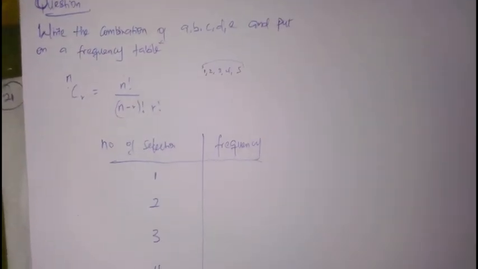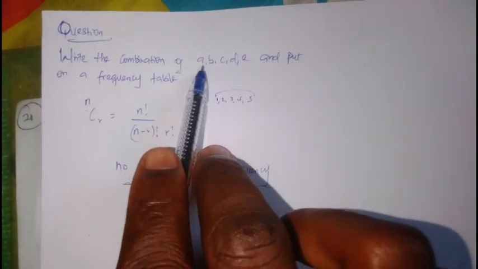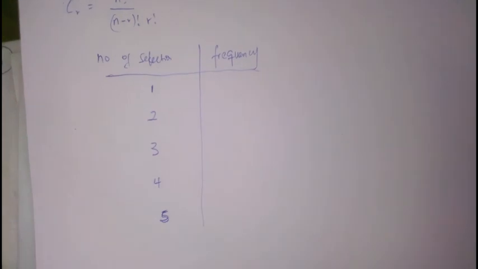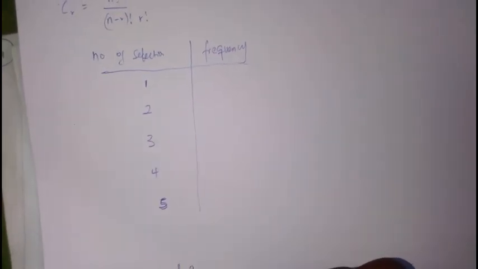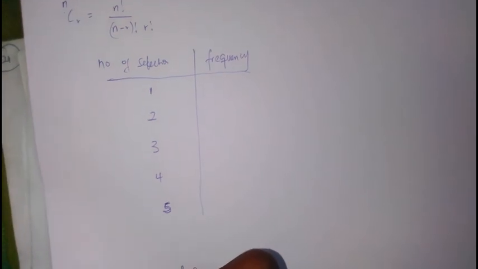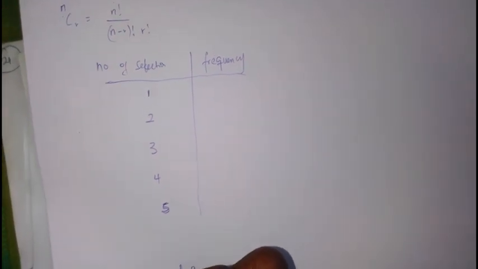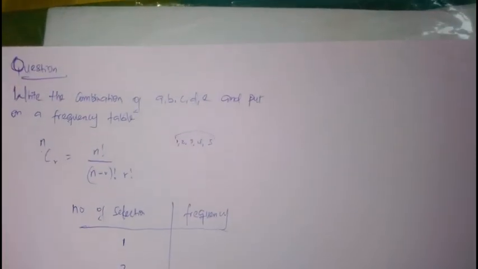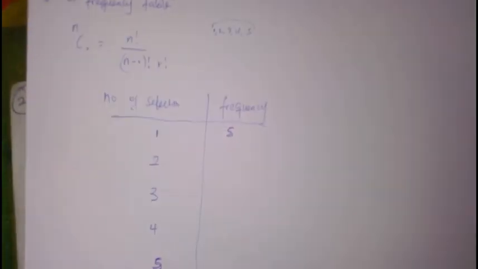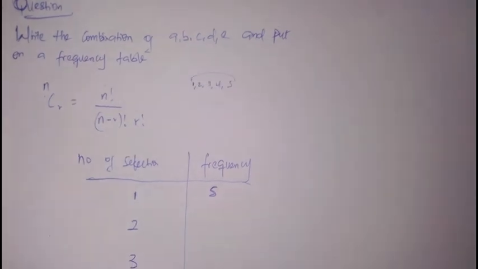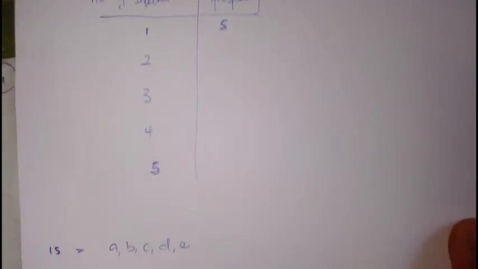Now, how will I do 1 selection? 1 selection means just selecting them singly. That is A, B, C, D, E. Let me just say 1S also. 1 selection means taking them one by one. How many is that? That's 5 in number.